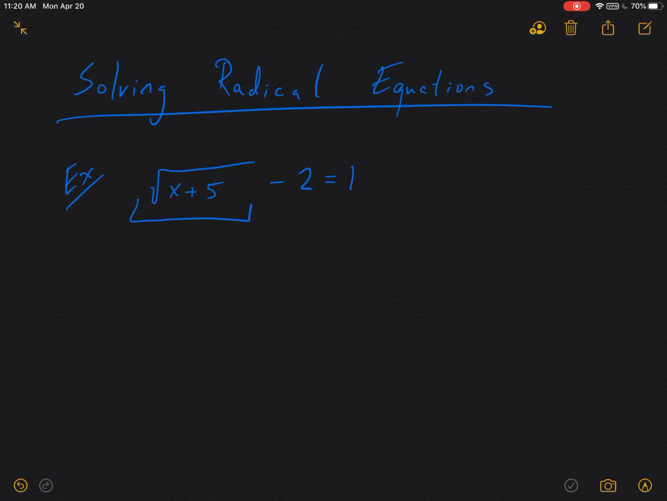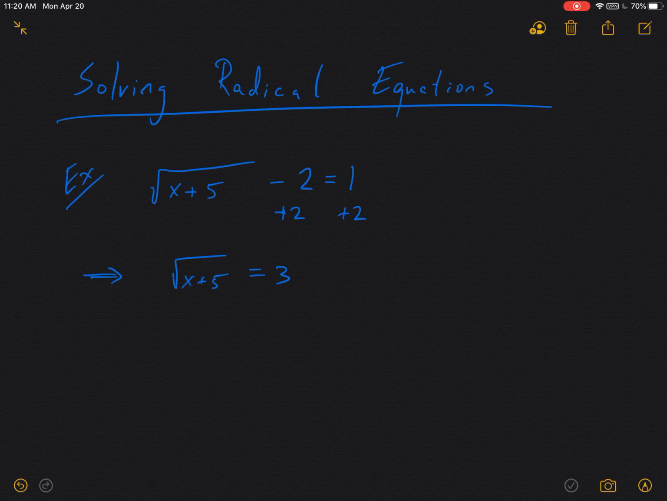Now, if you wanted to solve an equation like this, our first goal is going to be to isolate any radical expression. So we want to get that radical expression by itself. And to do that, we'll follow the usual strategy that we would whenever we're trying to isolate some variable in a linear equation. So in this example, I would want to add 2 to both sides of the equation just to get that radical by itself. So I would get that the square root of x plus 5 is equal to 3.